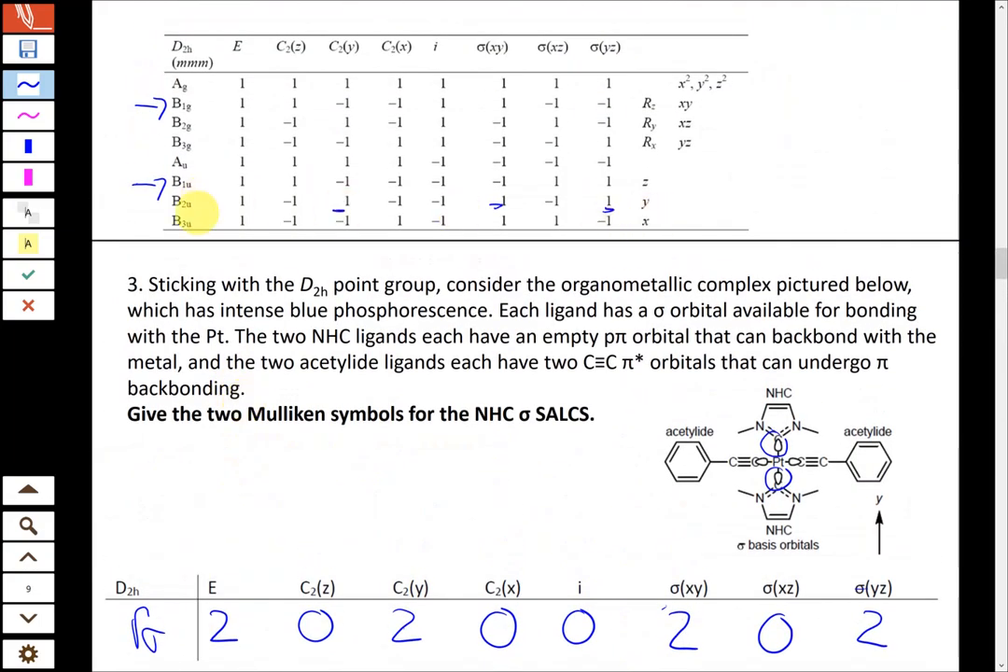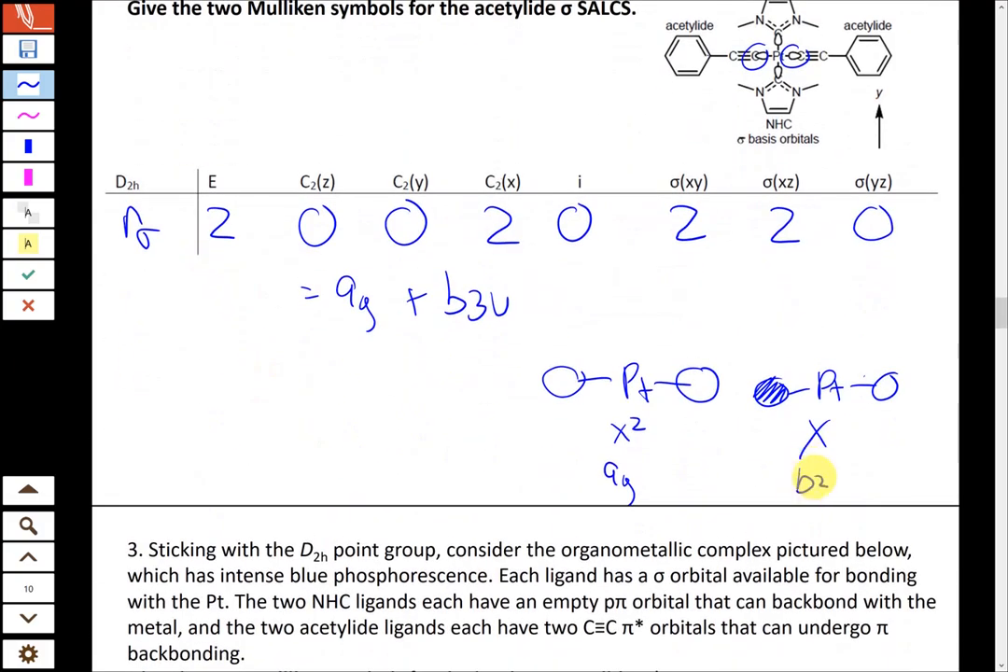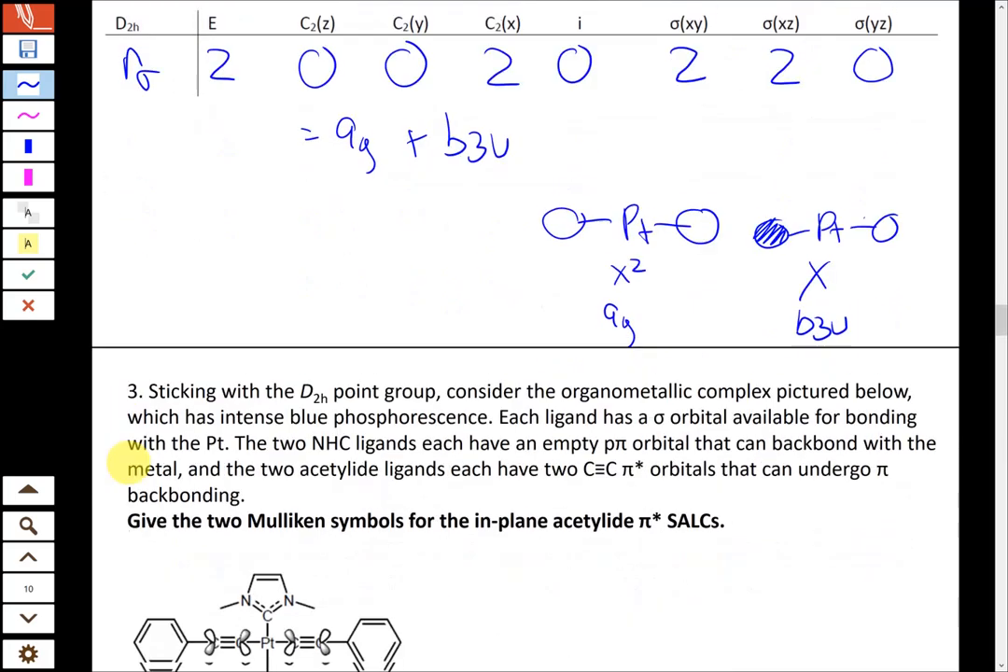X transforms as b3u in this point group. So you could also identify it that way, as we said. So I'm going through sort of two ways of getting this. You only really need to do one of the two to get the answer, but however you're most comfortable. So we get ag and b3u for those calcs.